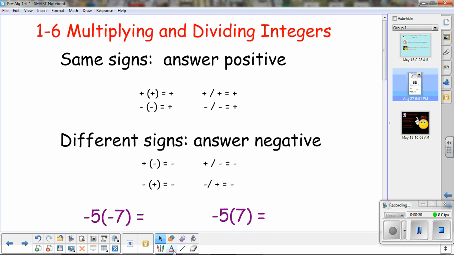For example, -5 times -7, since they're both the same sign, the answer is going to be positive 35. In the problem -5 times 7, since you have one of each, it's going to be -35.